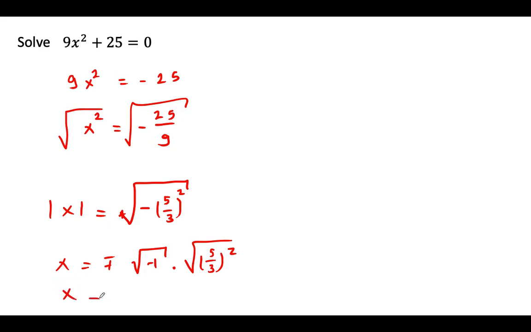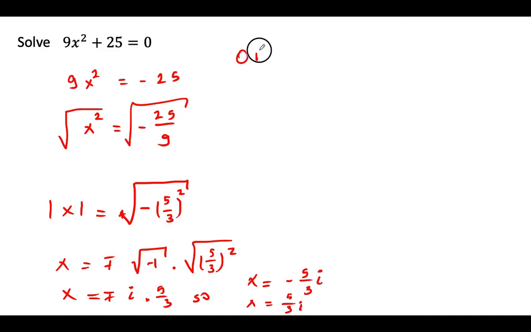So x is equal to plus minus root negative 1, which will be i, times 5 over 3, since the square root of 25 over 9 is 5 over 3. So the first x is equal to negative 5 over 3i, and the second x is equal to positive 5 over 3i.